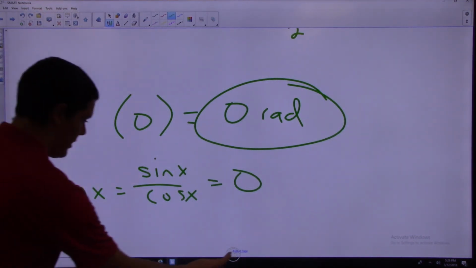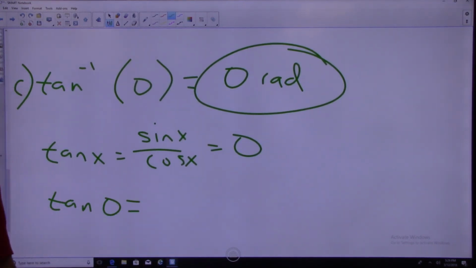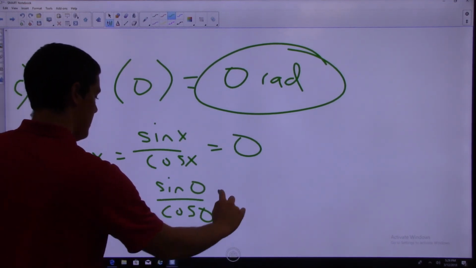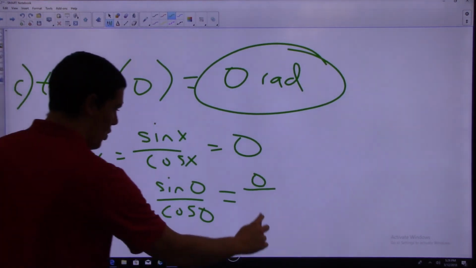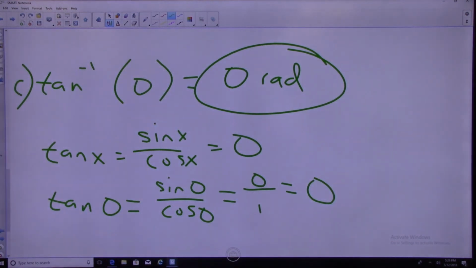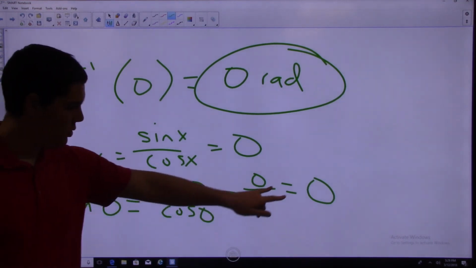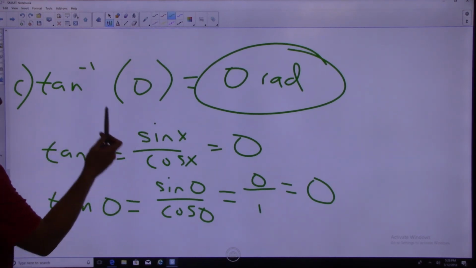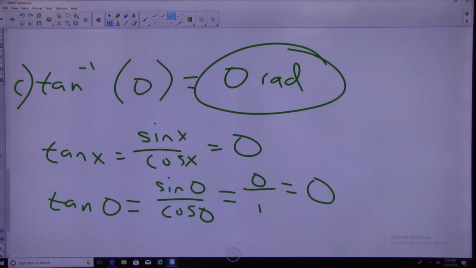Again, just to make sure you understand this, the tangent of 0 is going to equal sine of 0 over cosine of 0. Sine of 0, the y value of that point, is 0. The cosine value of that point is 1. 0 divided by 1 is 0. So the tangent of a 0 radian angle, or a 0 degree angle, is going to be sine of 0 over cosine of 0, which is 0 over 1, and that whole thing is 0. So what does the angle have to be in order for the tangent ratio to be 0? The answer is 0. All right, hopefully that makes sense.